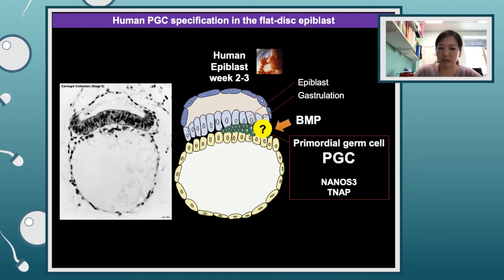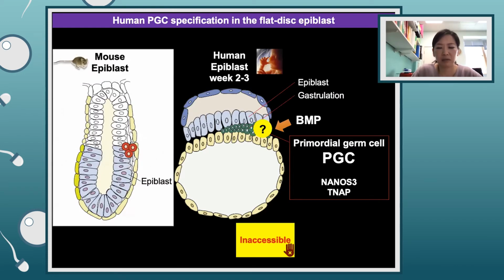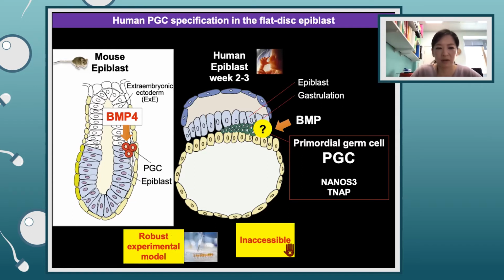The investigation of human PGC specification is extremely challenging since this particular stage of the human embryo is highly inaccessible. And the primary model for mammalian development, mouse, shows a very different morphology of the epiblast. You can see an elongated epiblast here. And importantly, the extra-embryonic ectoderm, which is a critical source of BMP4 signaling to specify PGCs, does not exist in the human epiblast. On top of that, we didn't have a robust experimental model to investigate the question.